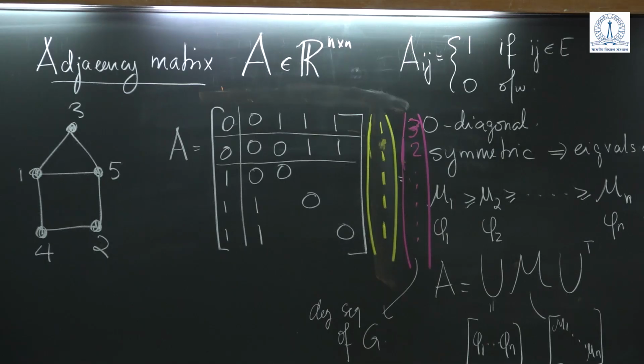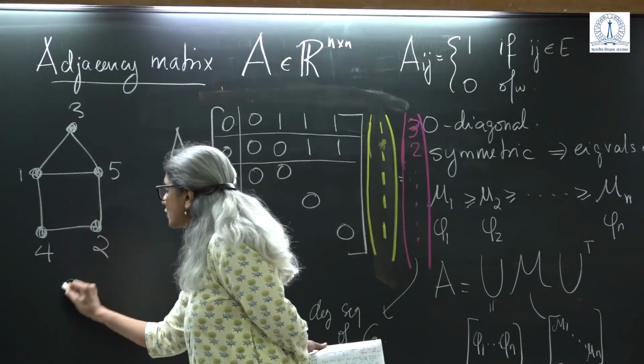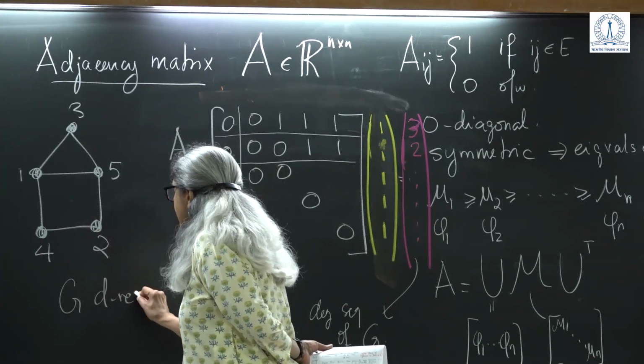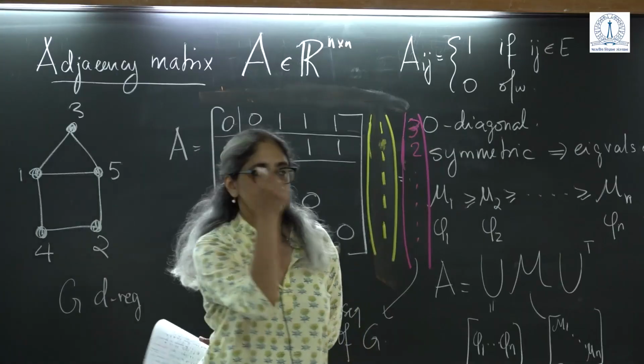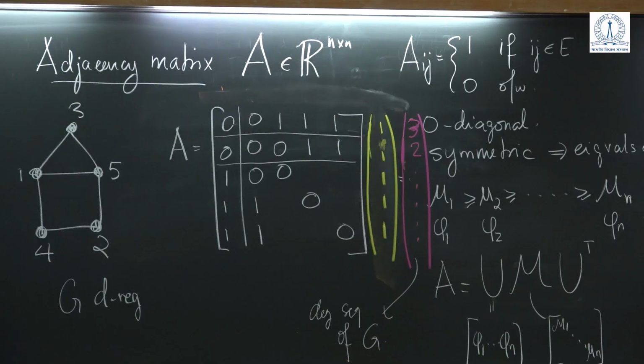Good. What happens if the graph is regular? So this G is not regular, okay? But if G is, say, D-regular, so that means that all the vertices have degree D, then what happens when we do A times the all ones?